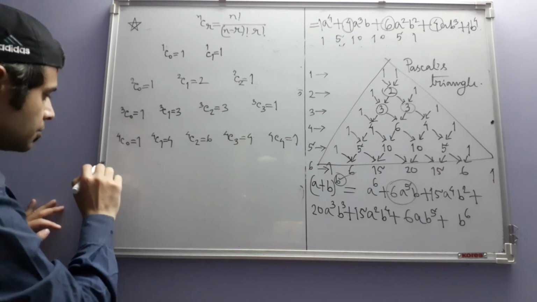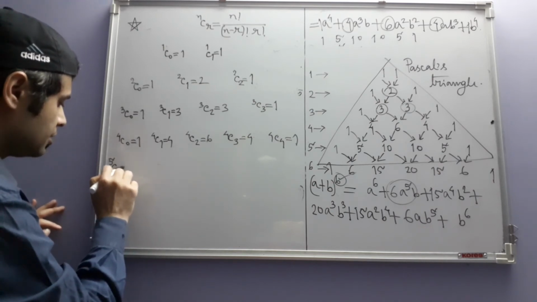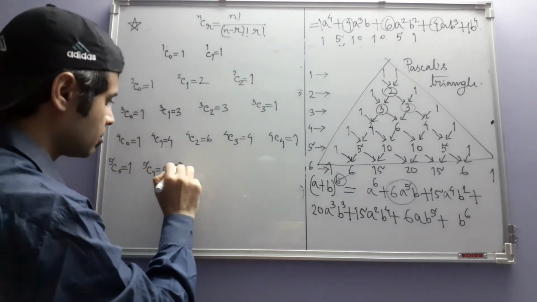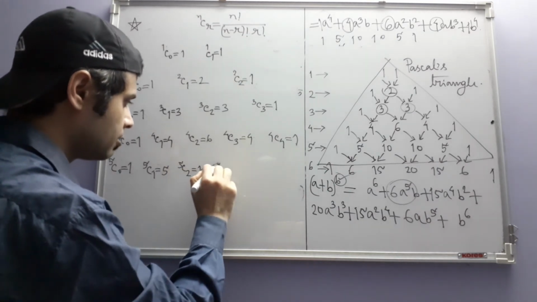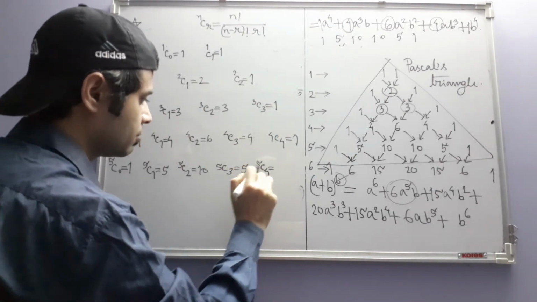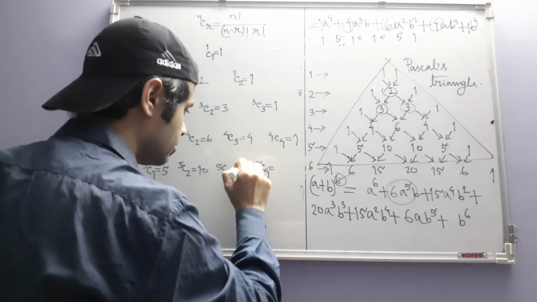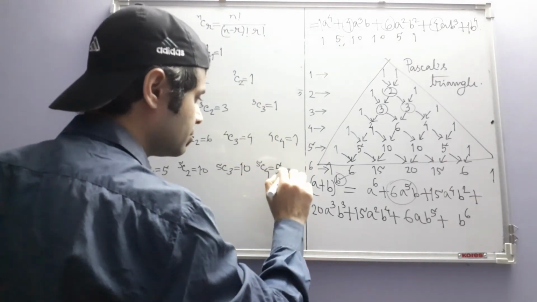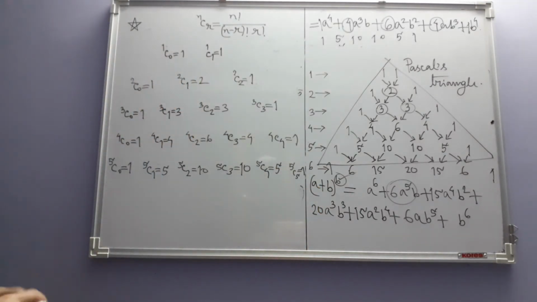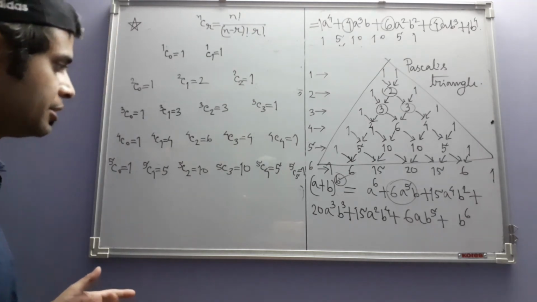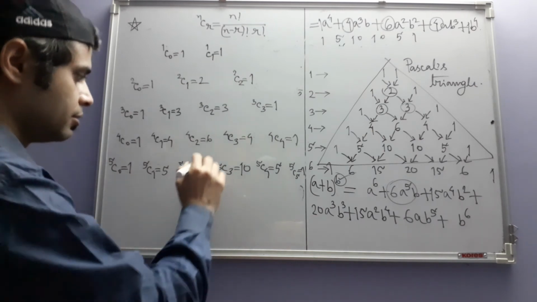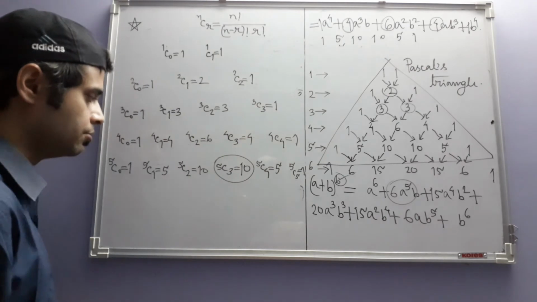Then let us write one more row. 5C0 turns out to be 1. 5C1 is 5. 5C2 is 10, 5C3 is again 10, 5C4 is 5, and finally 5C5 is 1. To see that this is really the case, let me just take one binomial coefficient at random and let me see whether this is actually true.